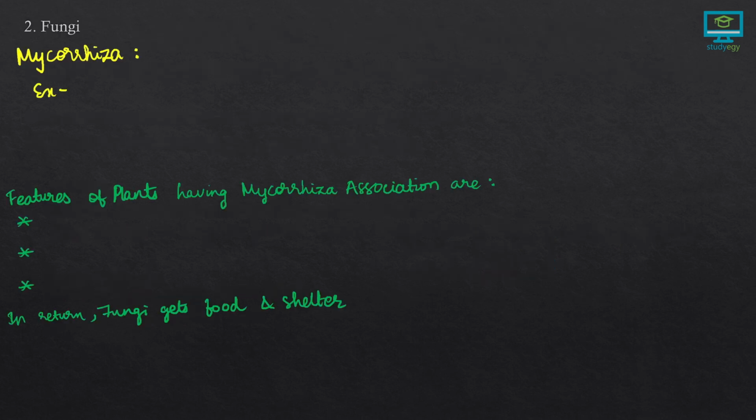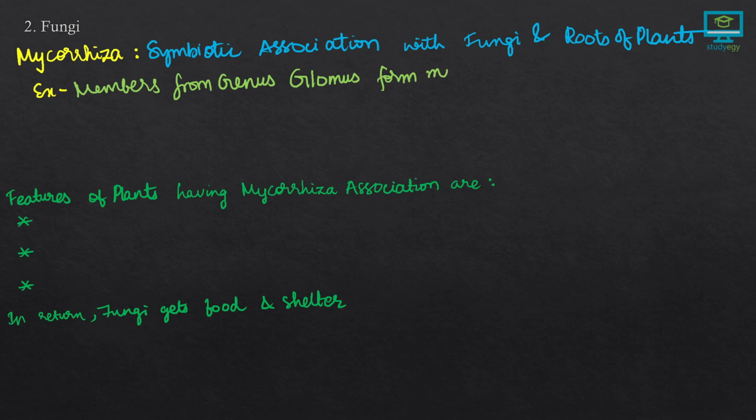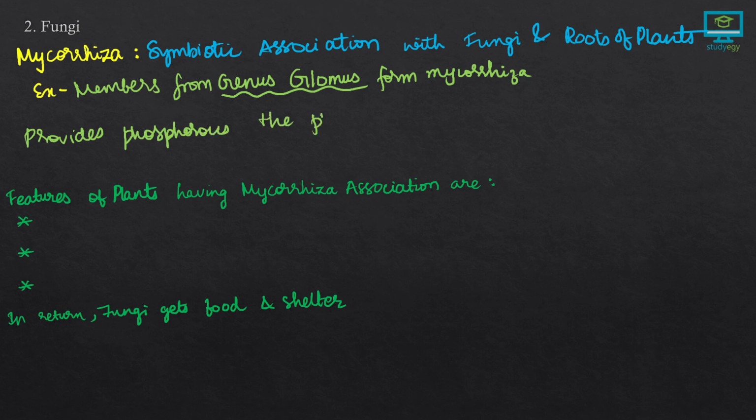Next we have fungi. Mycorrhiza is the symbiotic association of fungi and roots of the plant. Usually the members from the genus Glomus form mycorrhiza. What this mycorrhiza does is it provides phosphorus to the plant through soil.